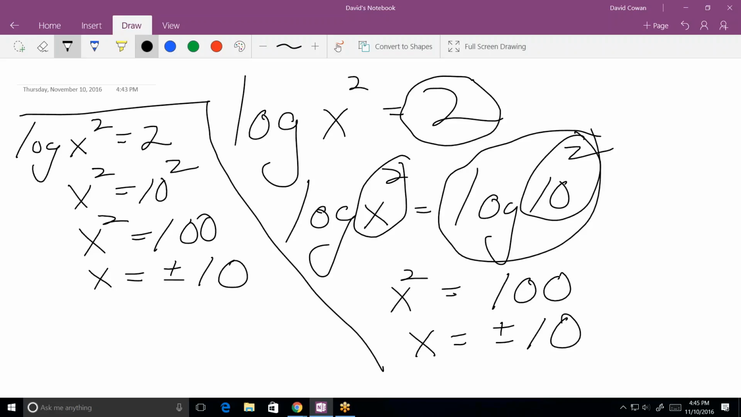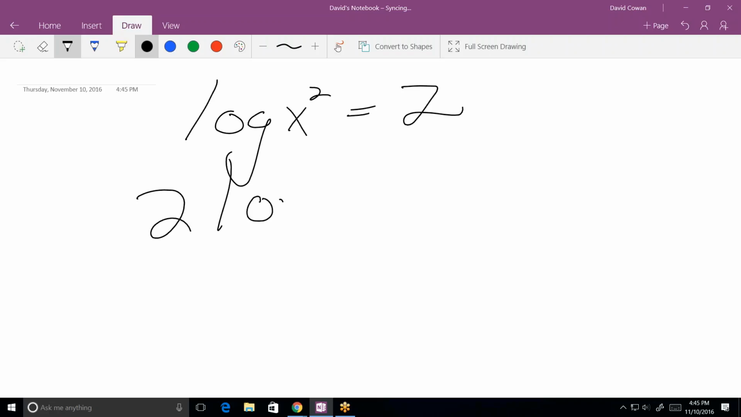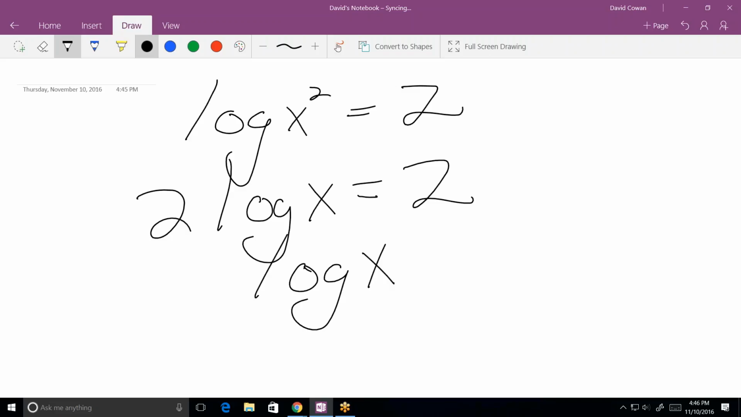Third method, log of x squared equals 2. So I bring the exponent down. 2 log of x equals 2. Divide both sides by 2. I get log of x equals 1. And I get 10 to the 1 power equals x. What happened to my minus 10? In other words, the third method only gave me a plus 10.